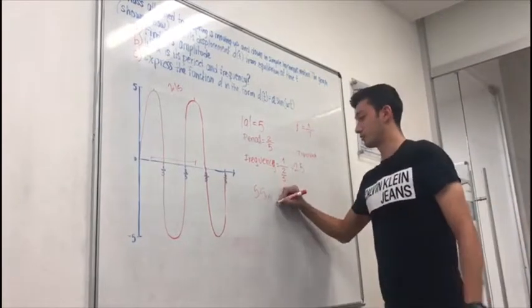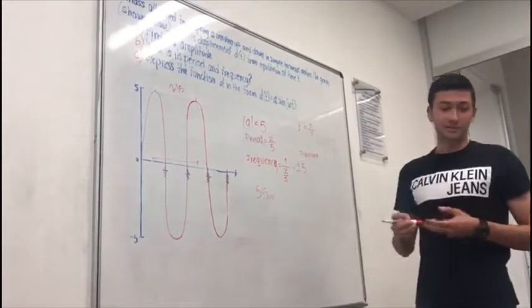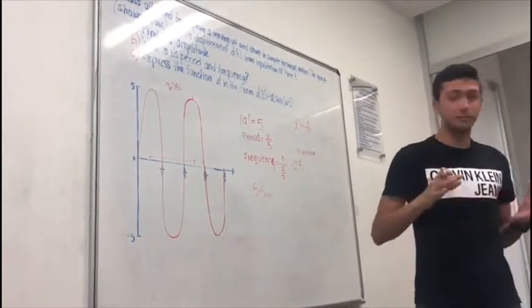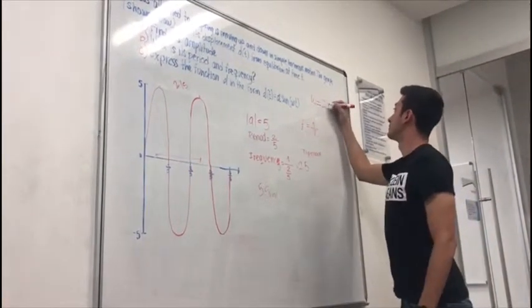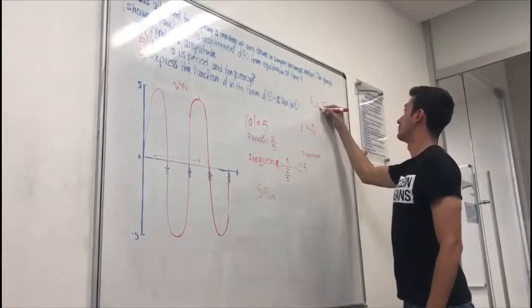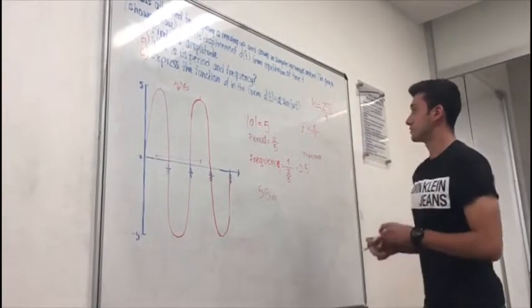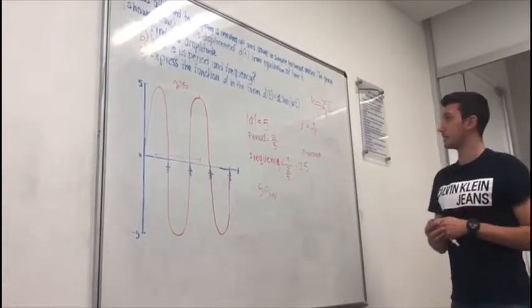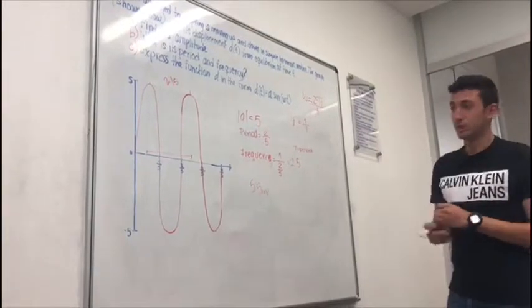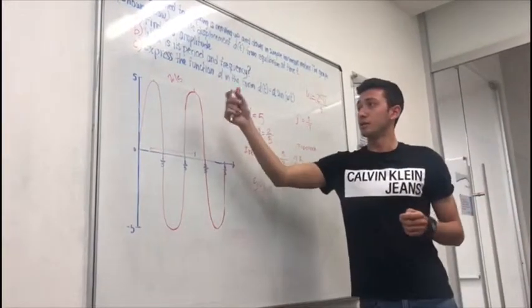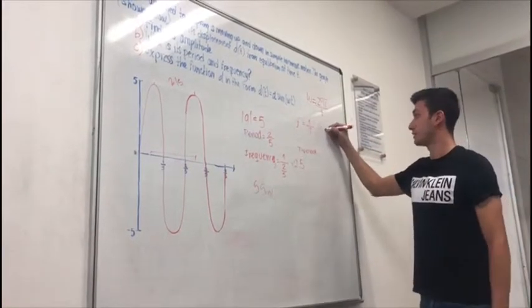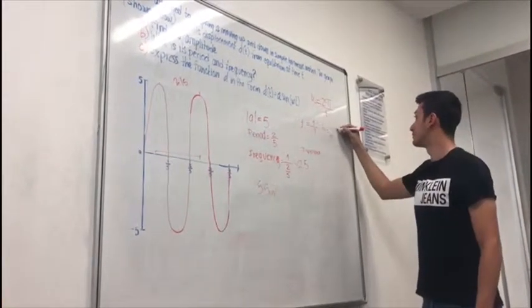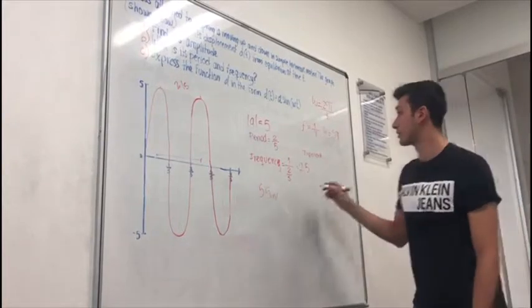and then W. How are we going to get W? Well, it's really simple. Here we have another formula. It's 2 pi divided by time. As we know, our time is this one, so the result finally will be 5 pi. So we put it here.